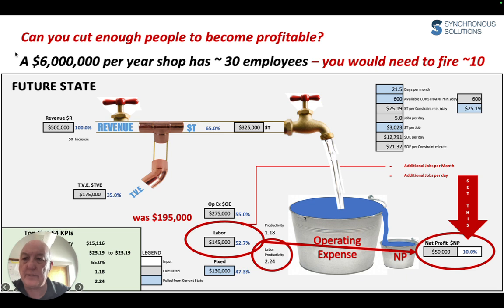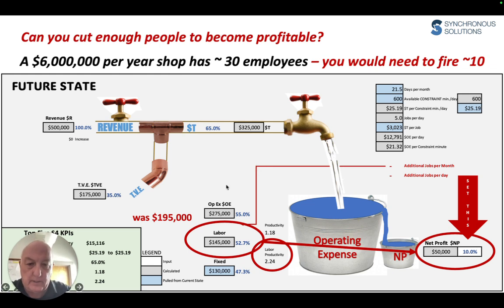The problem is, if this is a $6 million business, just a rough rule of thumb is that an employee is roughly at 200,000 in revenue in this industry. You can read my article about how to calculate that. Look it up on the web. At any rate, at 200,000 you have roughly 30 employees. Roughly 10 would need to be fired. And I don't know too many $6 million businesses that can run with just 20 employees. It's a tough situation to be in.